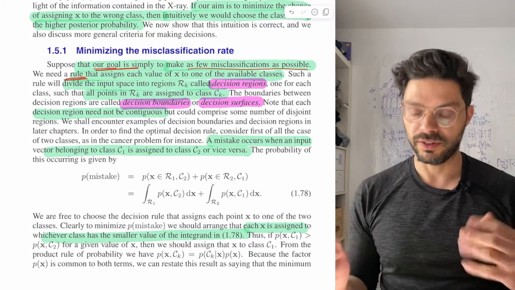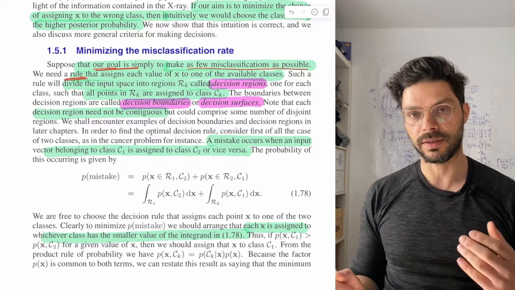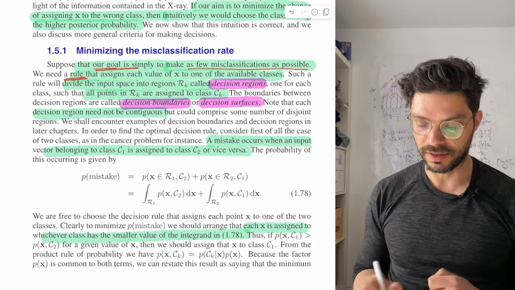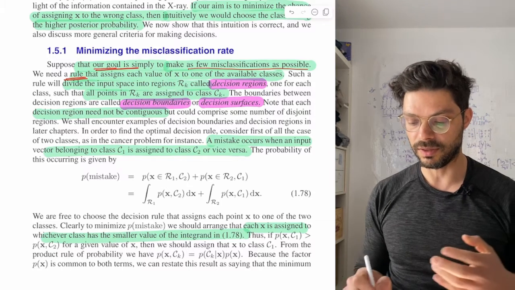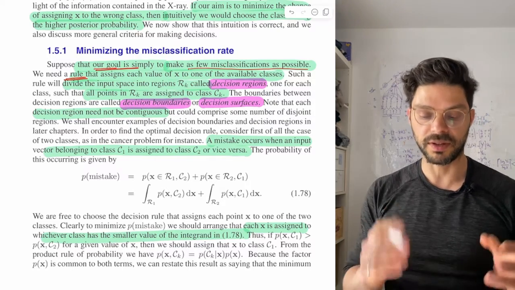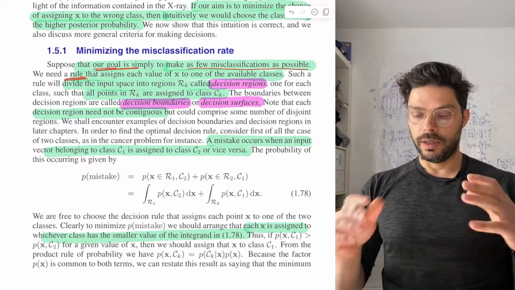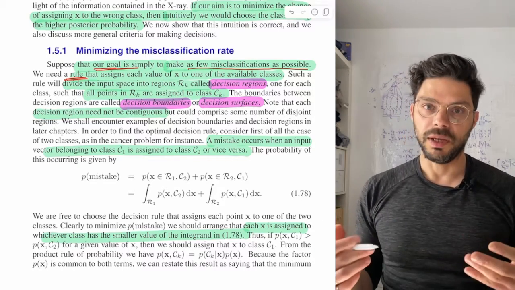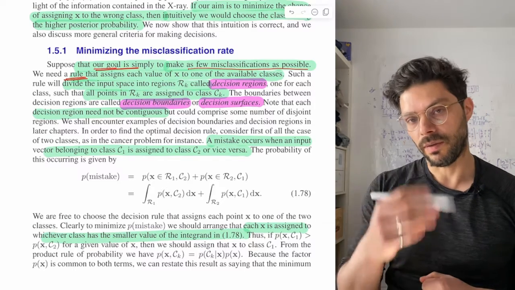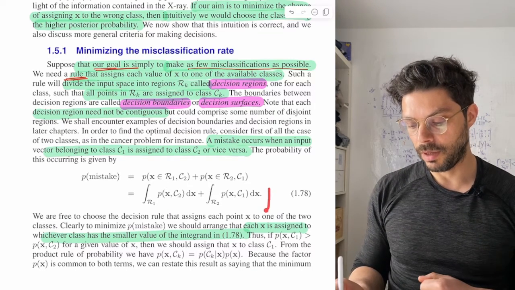Now, the way we're going to discuss this, he mentions it in this next sentence: clearly, to minimize mistakes, we should arrange x so it is assigned to whichever class has a smaller value of the integrand. Okay, we're going to discuss what that means in two ways. We're going to do it first algebraically. I'm not a big fan of this.